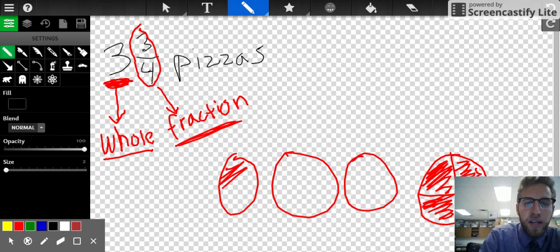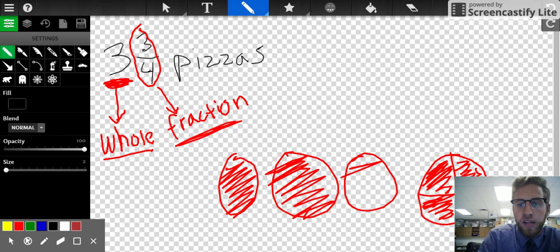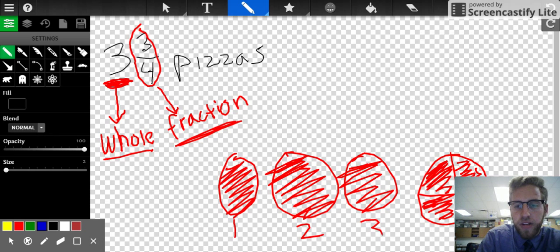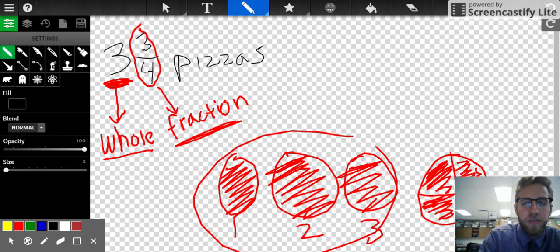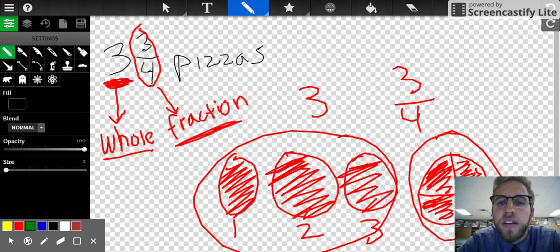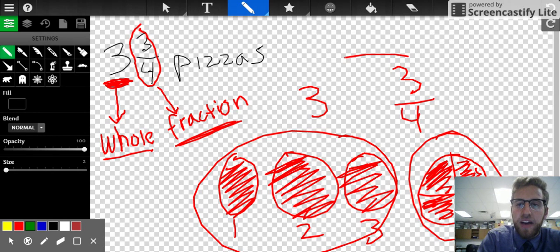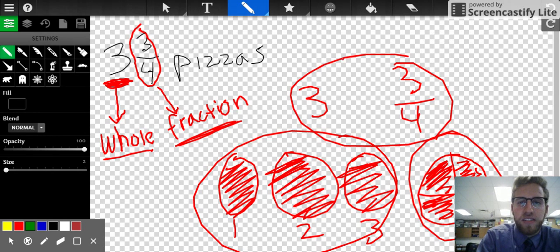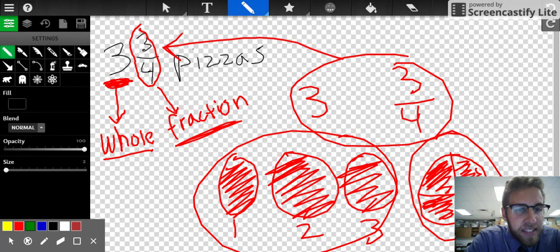So let's color in 3 that we're going to use. So if I have 3 3/4 pizzas, it's kind of like I have 3 whole pizzas. 1, 2, 3. Got 3 whole pizzas. And then I have 3/4 of a pizza. I almost have a whole pizza here, but I only have 3 out of the 4 slices. So all together, we bring these numbers together, and we write it as 3 3/4. So that's how these fractions work.